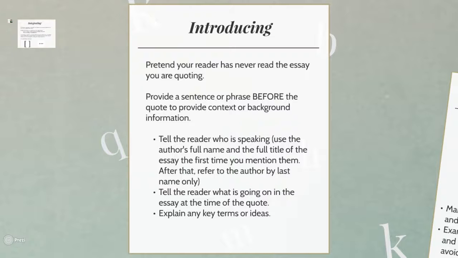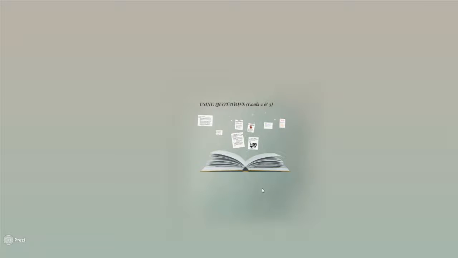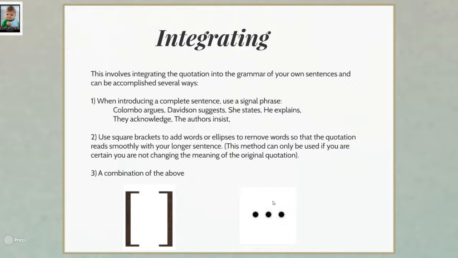You tell your reader what's going on in the essay at the time of the quote itself, and maybe emphasize, highlight, explain any key terms or ideas that are really important in the quote and that might not make sense to your reader. The next step, and the second of our 3 I's, is the integration step.